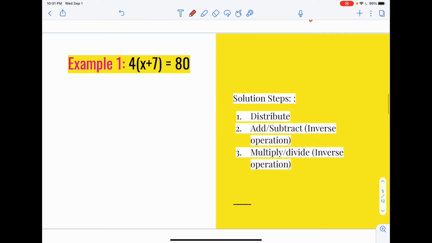Now let's go ahead and solve this equation. In order to solve this multi-step equation, first we are going to start with distributing, then we are going to add or subtract the inverse operation on the constant, and then we will multiply and divide, which is another inverse operation on the coefficient.